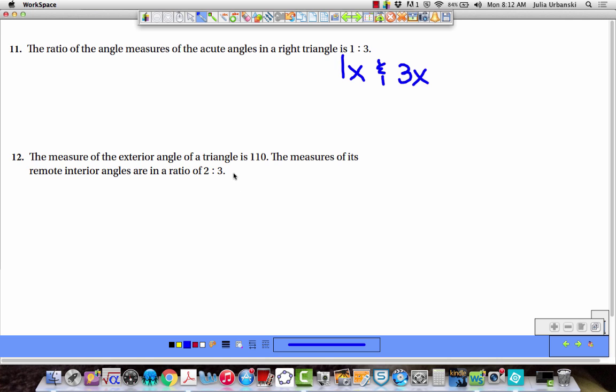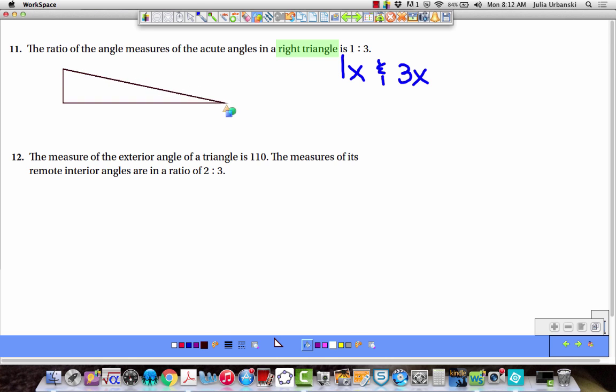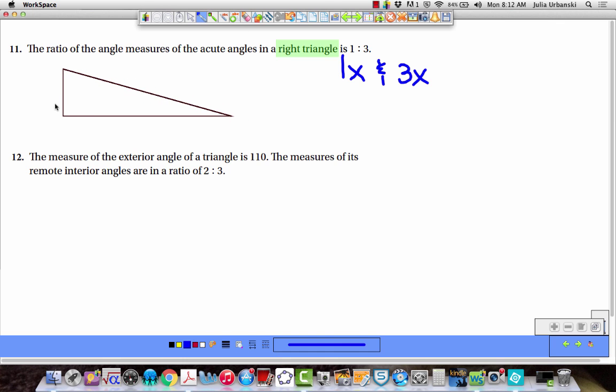All right, now let's decide what we are dealing with. What is the picture in this word problem? Right triangle. Good. The picture's a right triangle. There are more specific details, but this picture is a right triangle, so draw for yourself a right triangle. It doesn't matter which way you make it.